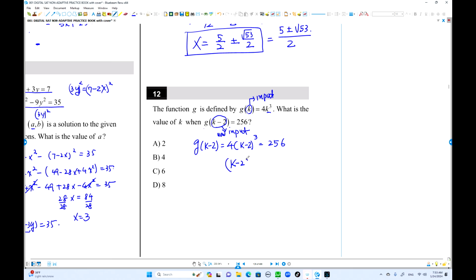Divide by 4, 64, right? K minus 2 cubed is 64, so k minus 2 is the cube root of 64, which is 4, right? 4 cubed is 64. So what is the value of k? Plus 2 to both sides, 6 is the answer, okay?